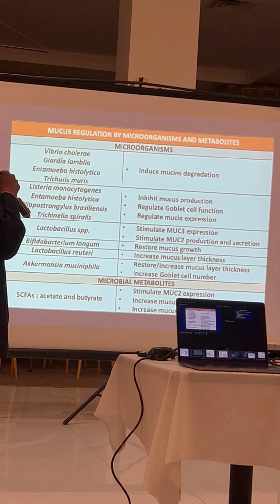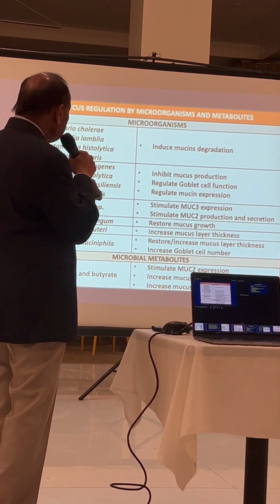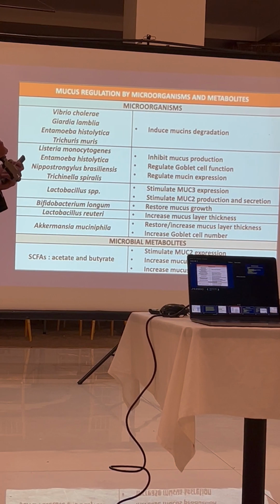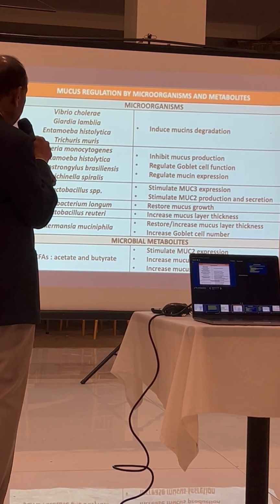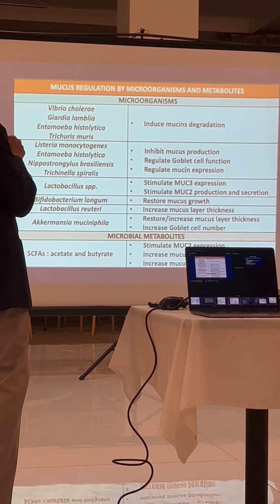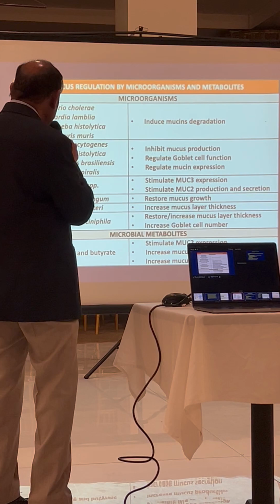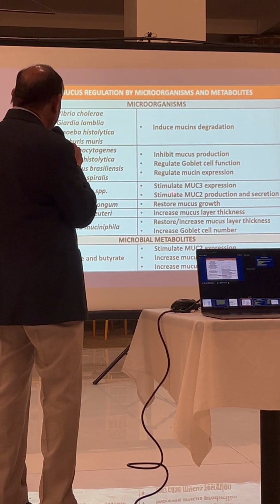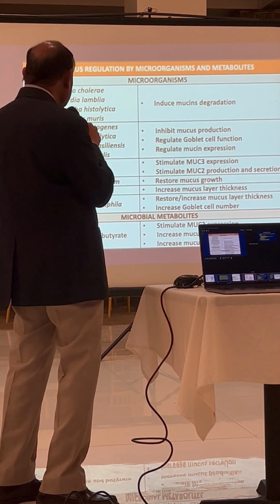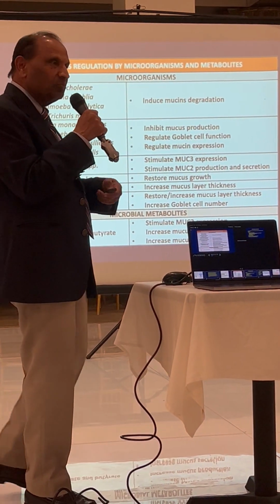Now there are some that will cause actual degradation of the mucus. It means mucus that is already formed will be degraded, and those are pathogenic bacteria, cholera, giardia, amoeba, and there are some helminths, worms, that will cause more destruction of the mucus. Then there are some that will decrease mucus production by the goblet cells, and there are some that will increase mucus secretion, and those are lactobacillus and bifidobacteria. Therefore, they are called good bacteria, probiotics. They stimulate mucus production and also restore mucus growth. They are good not by themselves, but because they help make more mucus.